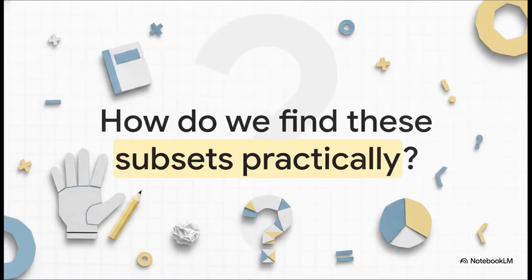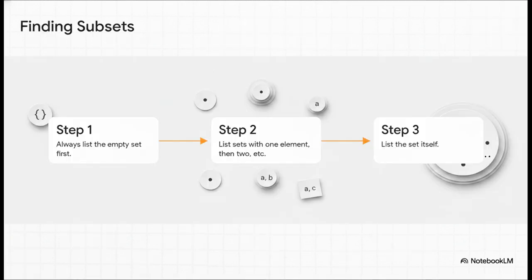So I've got a question for you. How do we find these subsets practically? If we aren't just going to jump straight to memorizing some math trick, how can we figure out the exact number of subsets using just our hands, a piece of paper, and our brilliant brains? Well, let's figure it out together right now. Let's try listing them manually for a very small set just to see how it works.